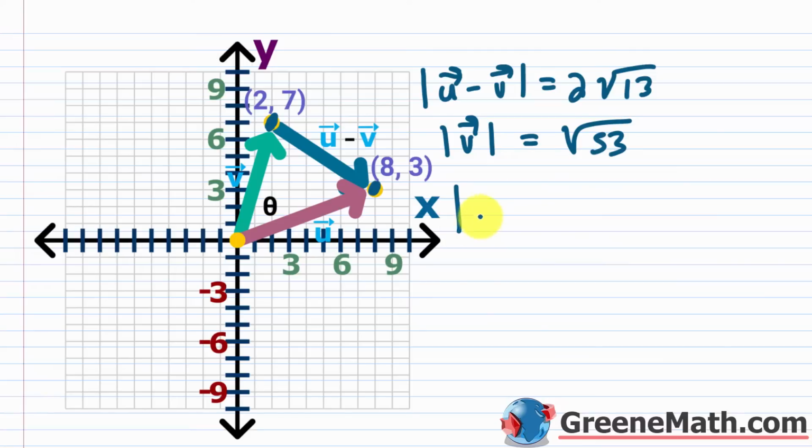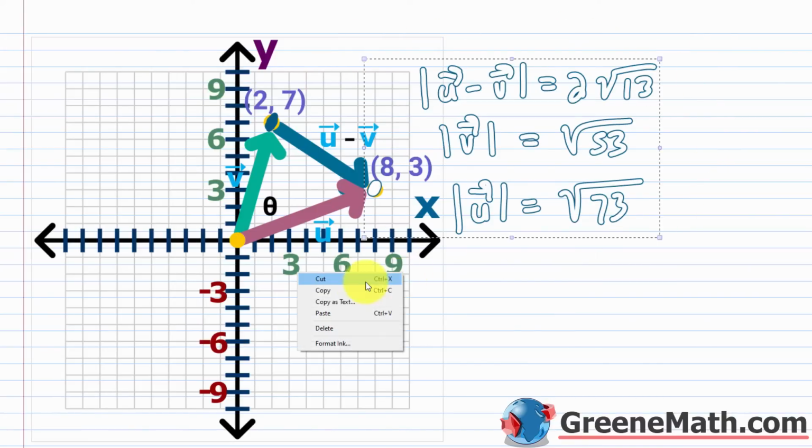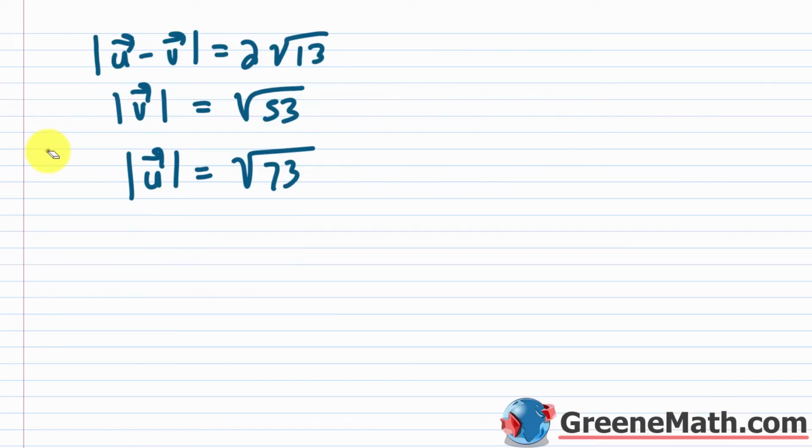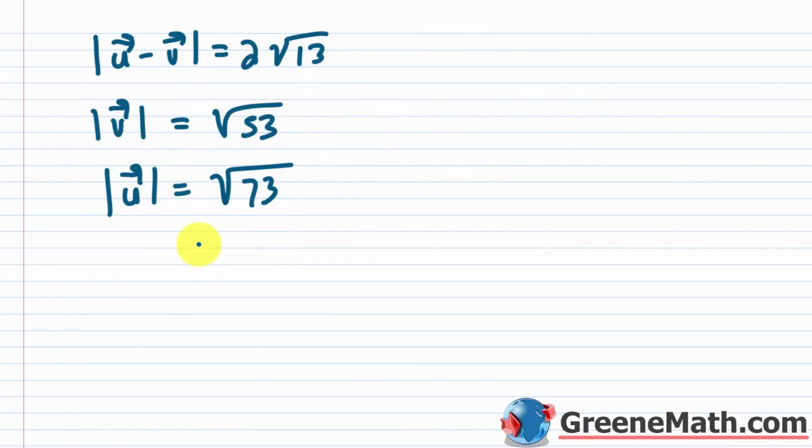And then you'd have the magnitude of the vector u. So this is the principal square root of, you're going to take 8 squared, which is 64, and then plus 3 squared, which is 9. So 64 plus 9 is going to be 73. So this is the principal square root of 73. Now that we have this, let's go through and use the law of cosines. I'm just going to grab this real quick, and I want to paste this right here because we're going to need it in a moment. Let me actually drag this over so it's a little bit more in line.